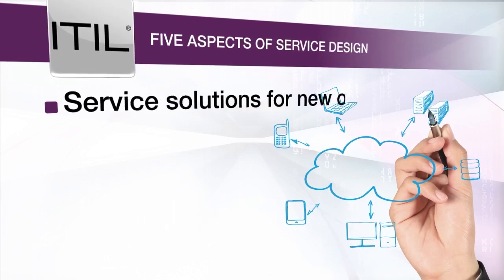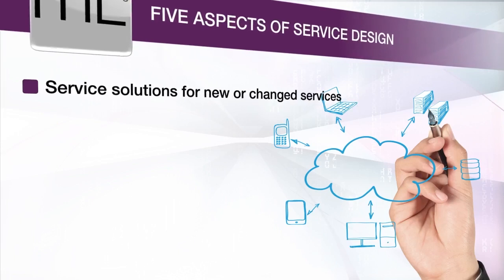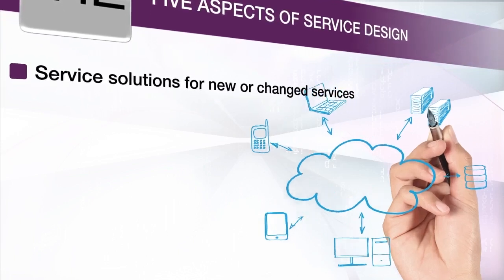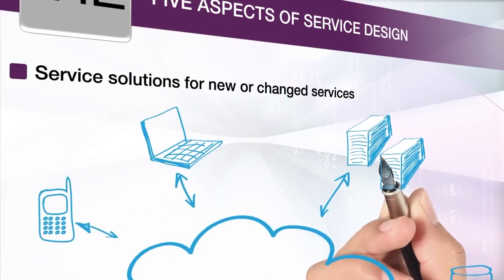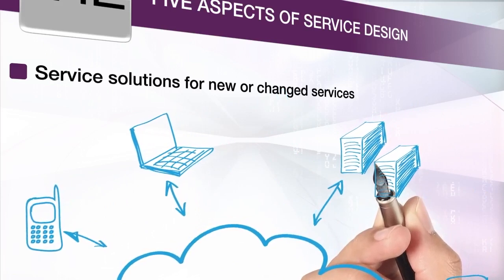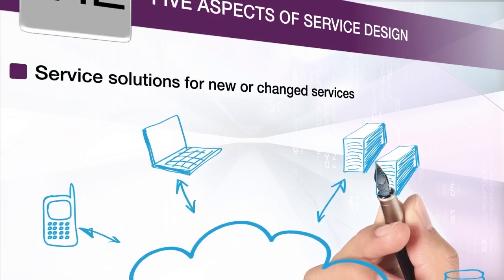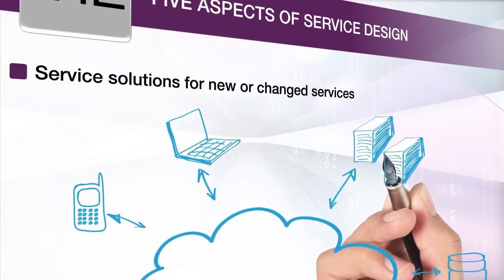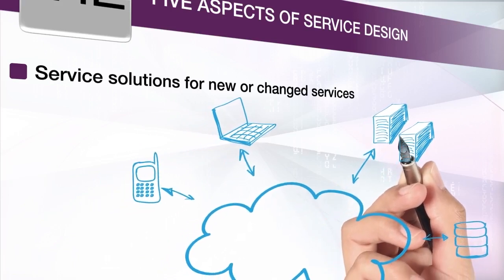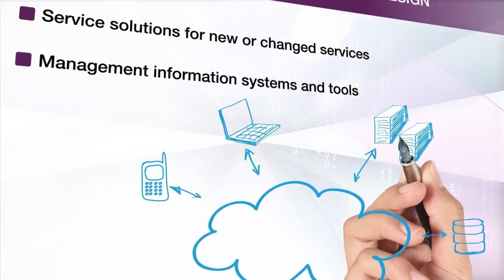The service solution should record each service's functional requirements. These should be analyzed, documented, and agreed, and a solution design should then be produced. Consider our example. These functional requirements could include the ability to rename a folder or the ability to email a colleague from the cloud service. Each individual service solution design should also be considered in conjunction with each of the other four aspects of service design.